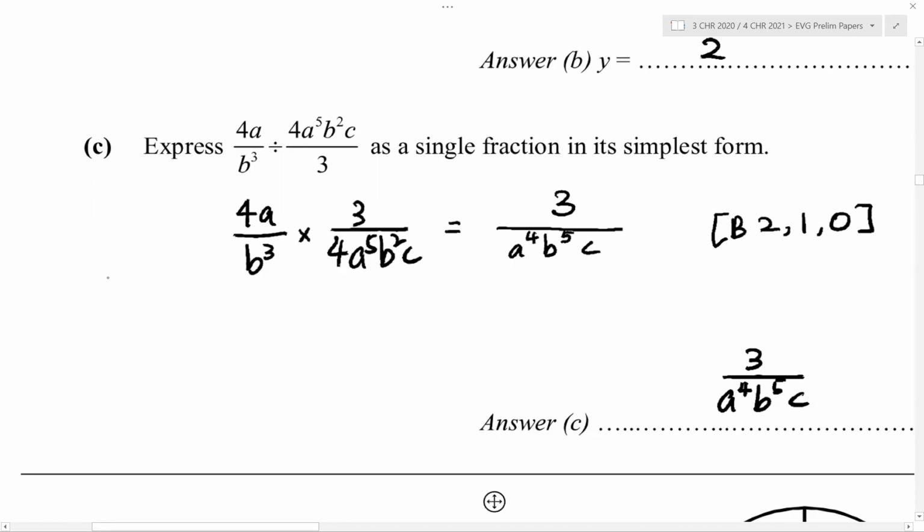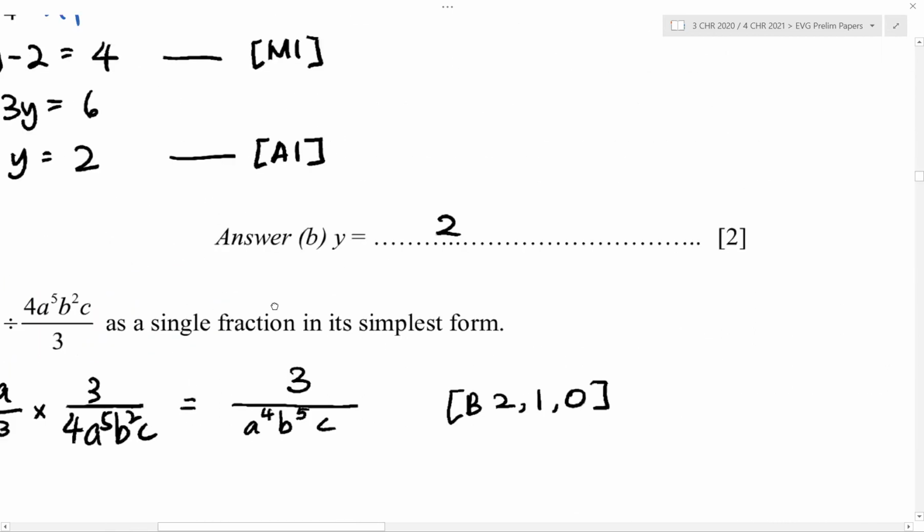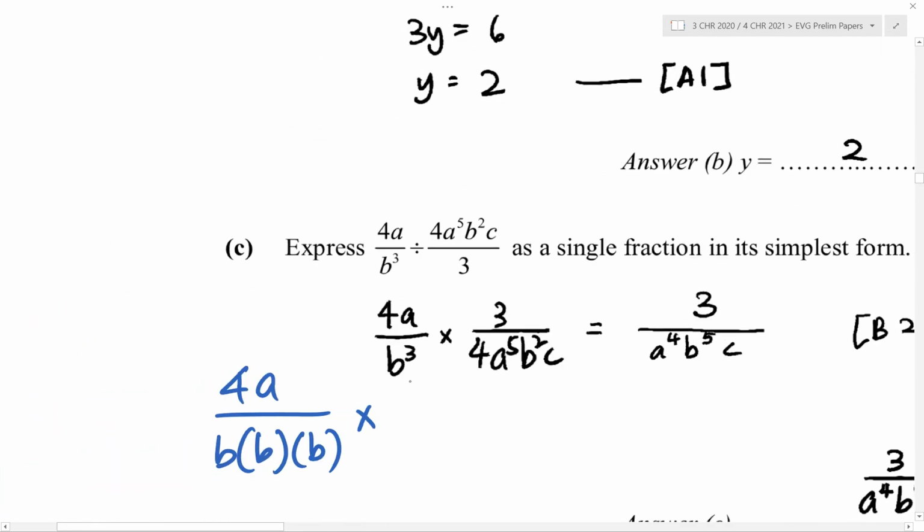So 4a over b cubed. B cubed means b, b, and b again. Then divide by, okay, we do the keep change flip. Change the sign. Divide become multiply. And flip over. 3 over 4a, 5b square c.